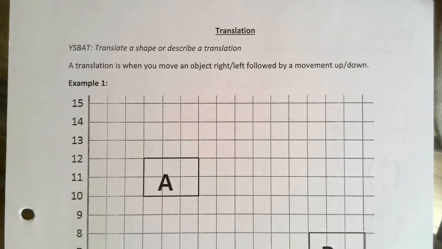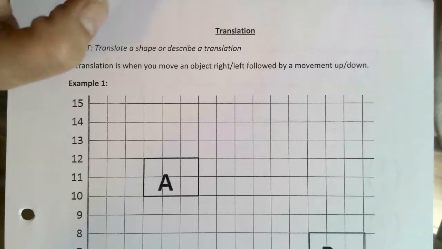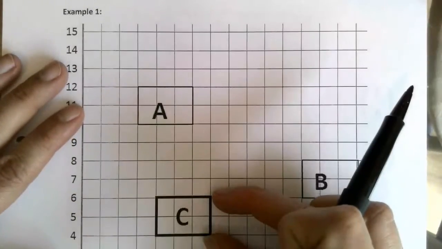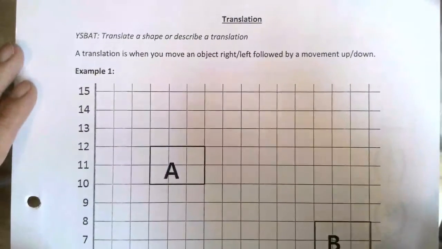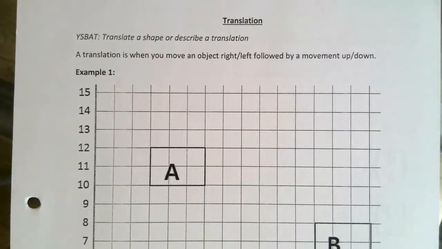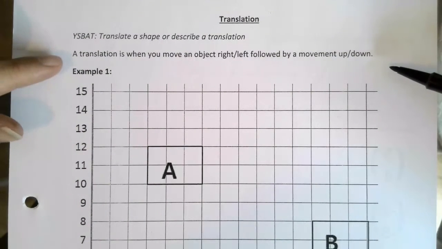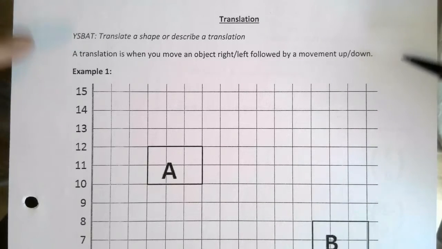Right, year 9. So our next transformation is translations. Translations are just like as if you literally pick a shape up and move it somewhere else. That's all the translation is, and we just need to be able to describe what's happened. But we're going to look at describing that in two different ways. So here's your general description. A translation is when you move an object right or left, followed by a movement up or down.